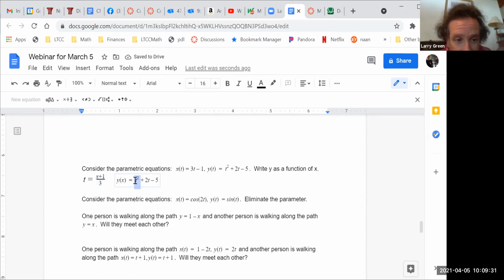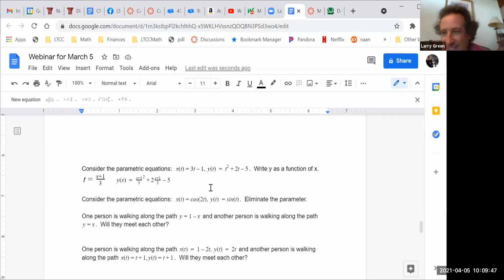So I had a t squared. I don't want a t squared. I want an (x plus 1)/3, squared. I had a 2t. I don't want a 2t. I want a 2 times (x plus 1)/3. And there we go, done. It's especially easier typing because I can copy and paste it in. Have I lost anyone on that?